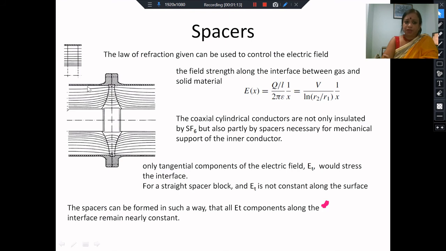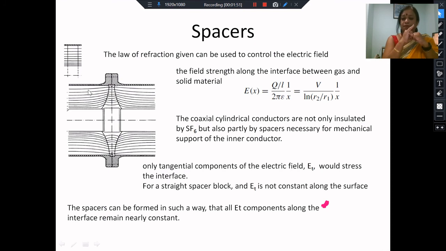And let's say this is your outer chamber, outer cylinder, and this is your inner conductor. The gap between the conductor and the enclosure will be filled up with the insulating gas, which is generally SF6. But these metallic conductors can be very heavy. Their dimensions will depend upon the rating, and if you have a high rating, then it is likely that these conductors can become very heavy and they have long spans. So you also need to provide some mechanical support.